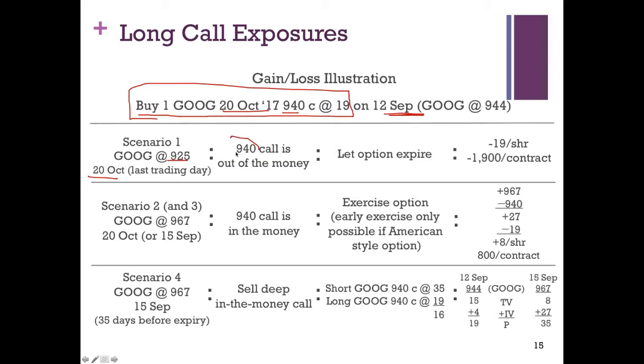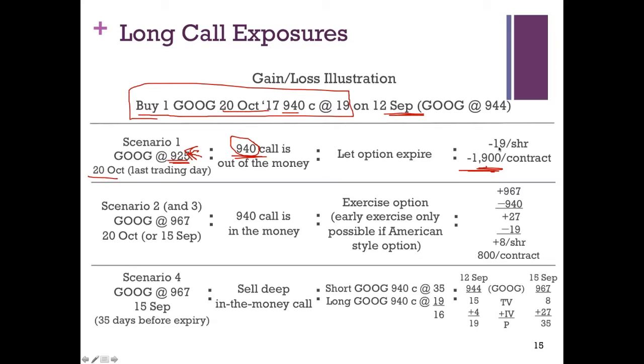Well, of course, that would mean that the option that gives you the right to buy at 940 would be out of the money. It isn't very valuable to have the right to buy something at 940 if the current market value of the thing you can buy at 940 is only 925. Consequently, we'd let the option expire and lose the premium. But note, whether Google dropped to 925 or 850 or 700, the owner of the call would never have to lose more than that $1,900. Again, that's one of the big attractions of options, is one never has to lose more than the premium paid, as long as one acts rationally and doesn't exercise an out-of-the-money option.